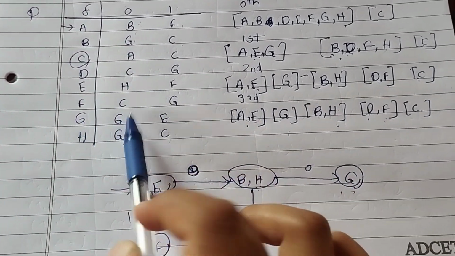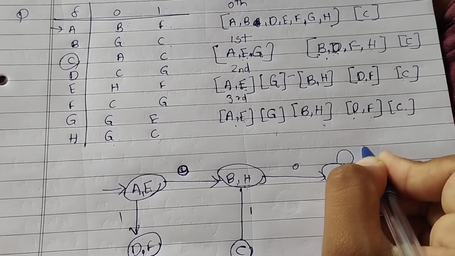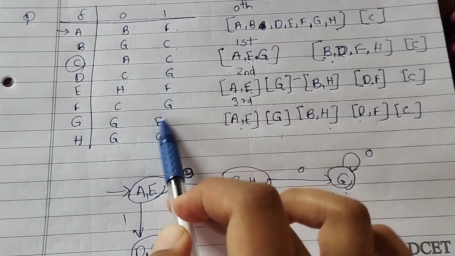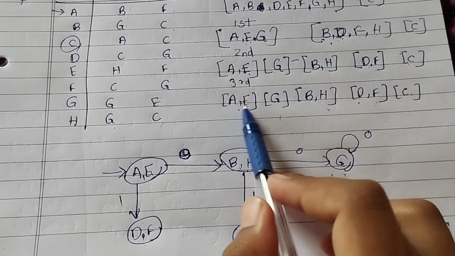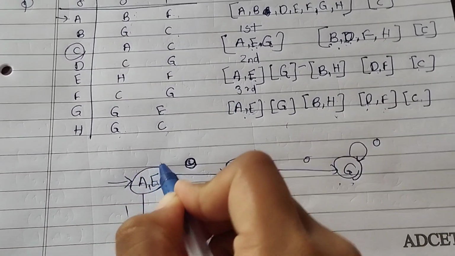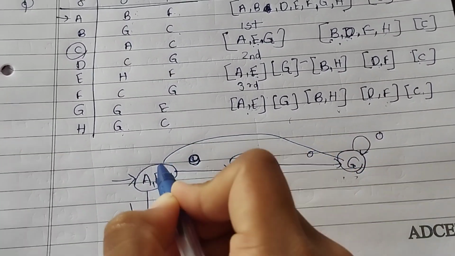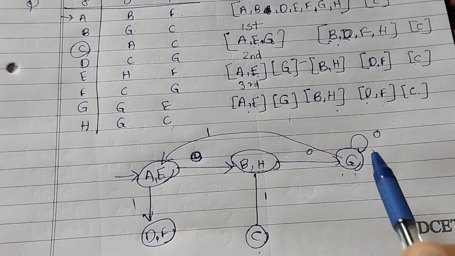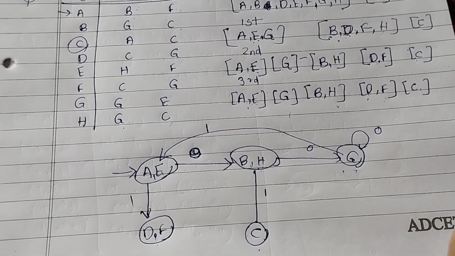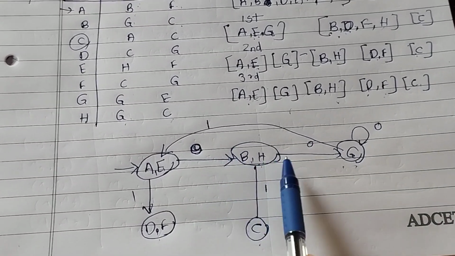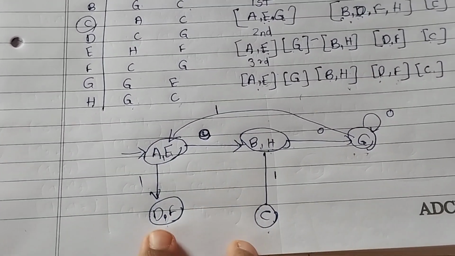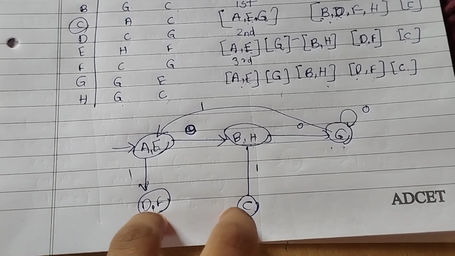Now this G. G reads 0 in G, and G reads 1 in E. So E is paired with A. So we draw here transition 1. So we cover this 0 and 1 for G also. Here also 1 and 0 are covered. Now these two transitions, which we have not covered, 1 and 0 both remain.